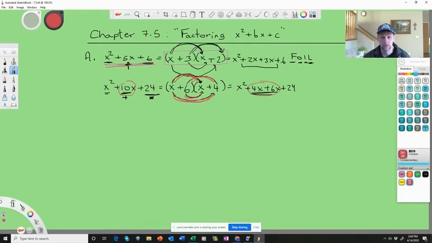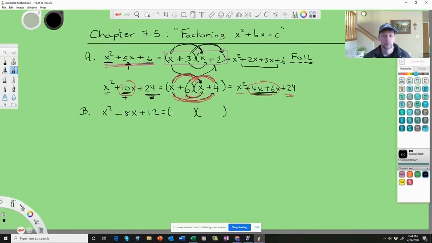The first eyebrow gives you the x squared, and the second eyebrow gives you the 24. All right, let's take a look at a second kind. What about if there were a negative in here, such as x squared minus 8x plus 12?